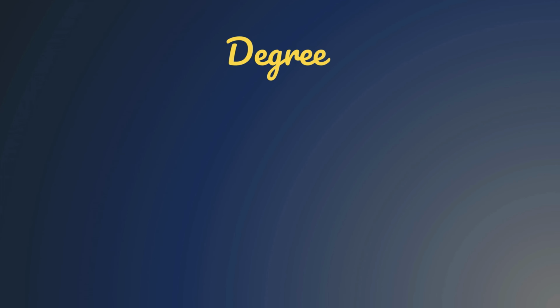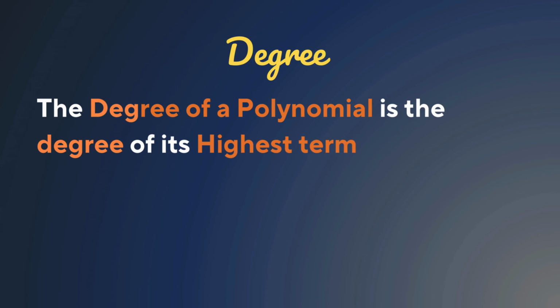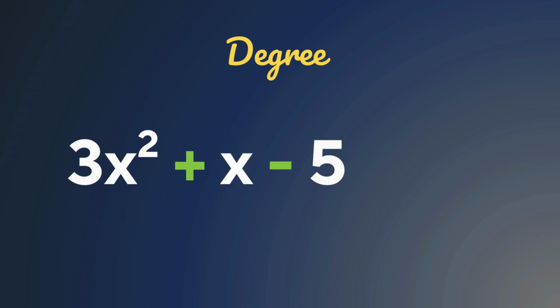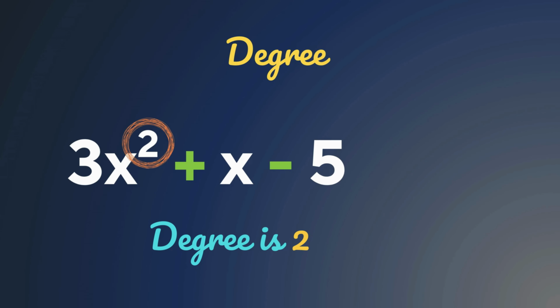When we talk about the degree of a polynomial, we're usually referring to the degree of its highest term. So in the polynomial 3x squared plus x minus 5, the degree is 2 because x squared is the highest power of x. It's really important in mathematics to keep things organized.